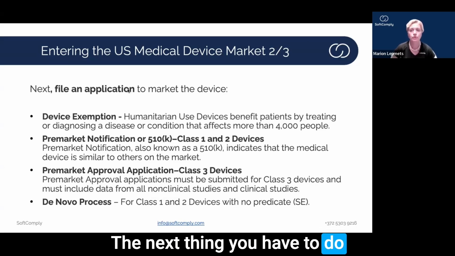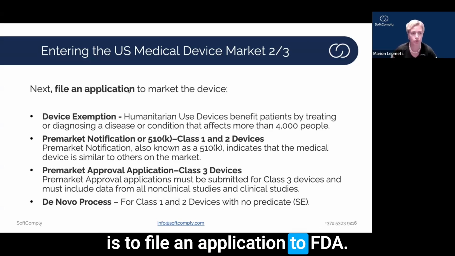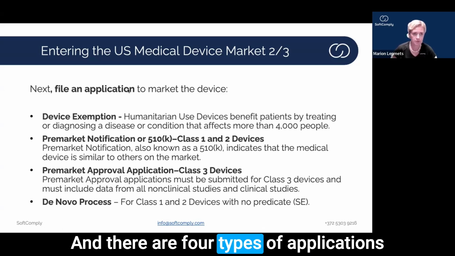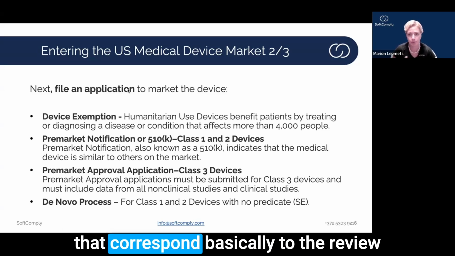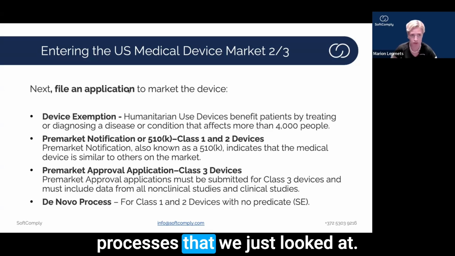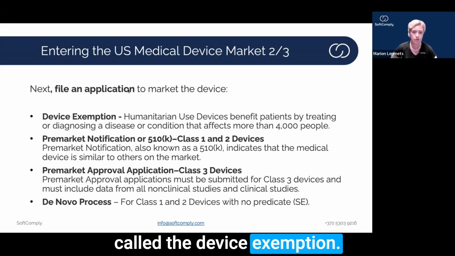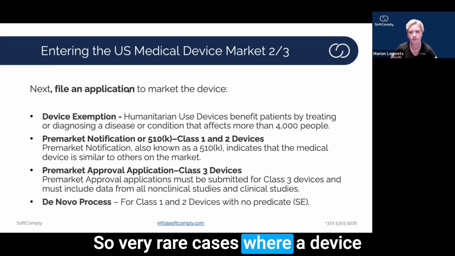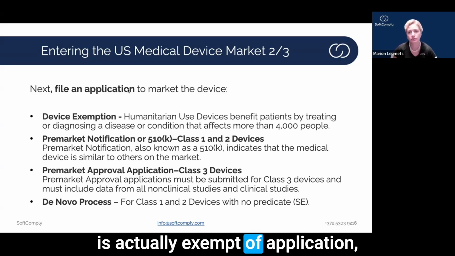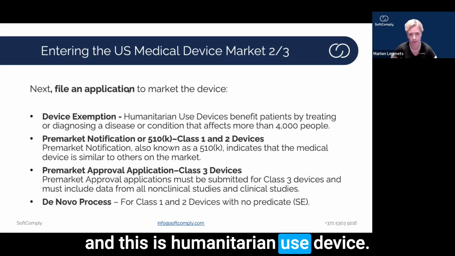The next thing you have to do is to file an application to FDA. And there are 4 types of applications that correspond basically to the review processes that we just looked at, except there's one more that is called the device exemption. So, very rare cases where a device is actually exempt from application, and this is the humanitarian use device.